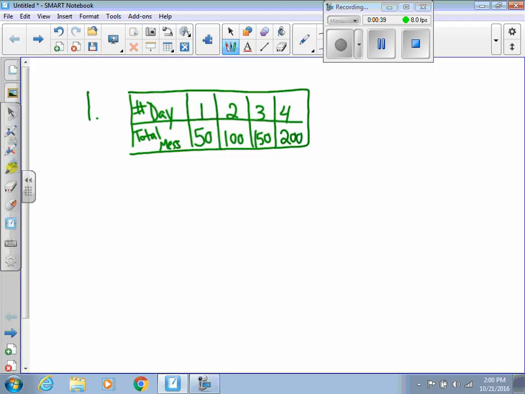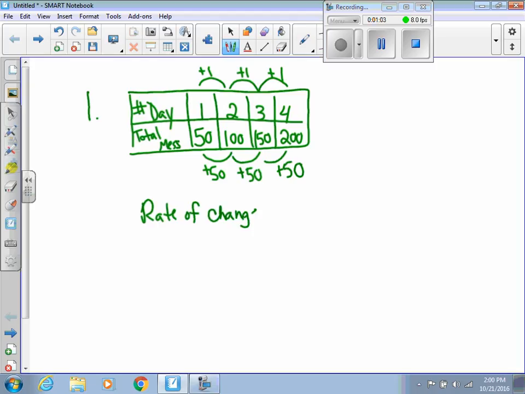Well, you can see that the rate of change here is 50 from day to day, an average of 50 messages. And your days are just 1 per day. So your rate of change is 50 messages per 1 day, right? Now, rate of change is also known as your slope.